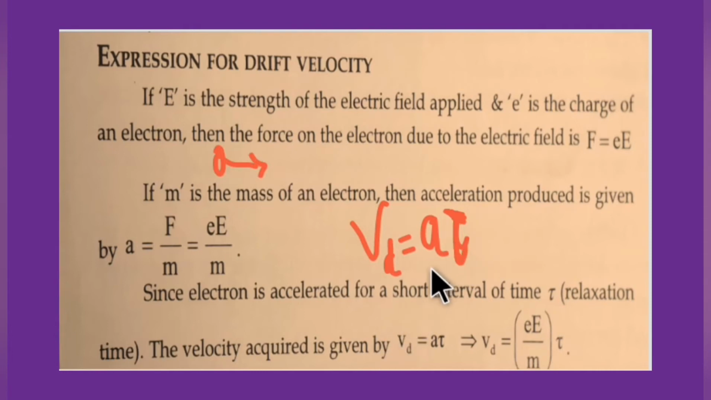Hence substitute the value of a here. What is the a value? E by m. Therefore Vd, that is drift velocity, is equal to E by m into tau. So this is the expression for drift velocity. In the exam they may ask for this expression, the drift velocity expression.